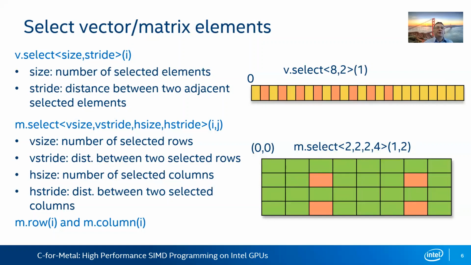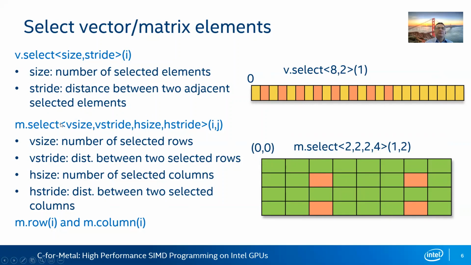Selecting elements from a vector takes two template arguments, size and stride, and another argument I, the starting location. Size is the number of selected elements. Stride is the distance between two adjacent selected elements. And I is the starting location. So in the example here, using the previous page, the vector is 24 bytes, and we select 8 bytes with stride distance 2, starting with the second byte, as highlighted in red here.